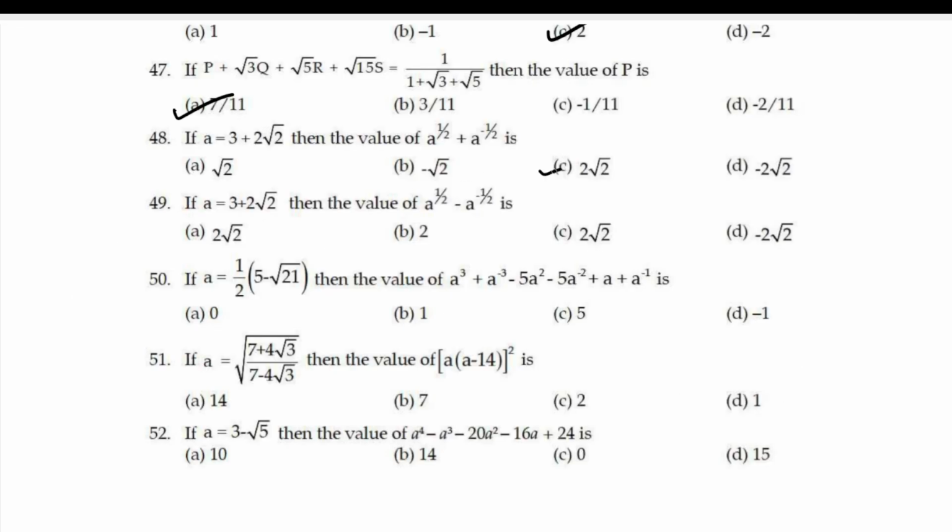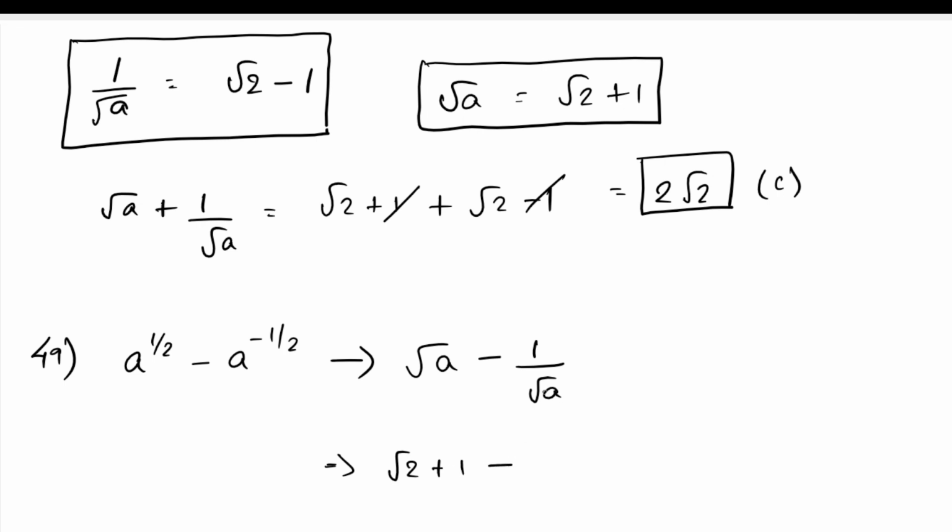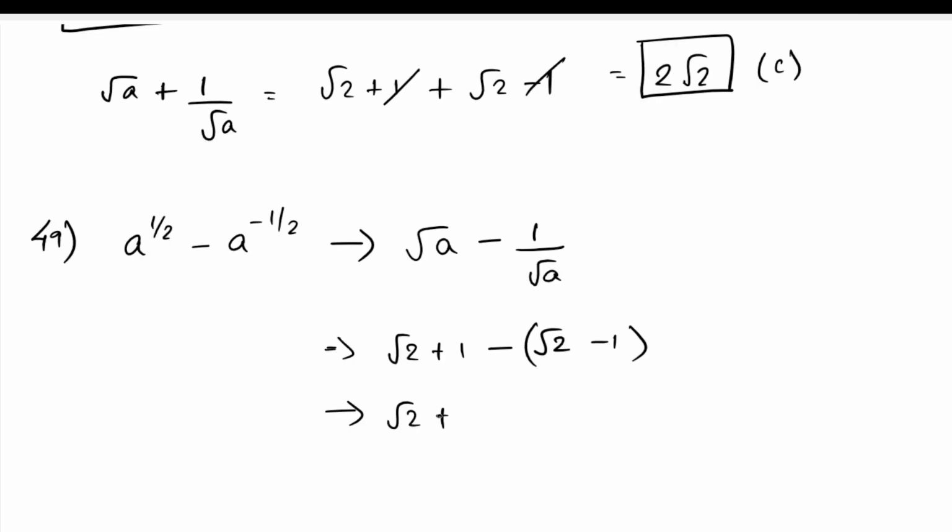48, option C. Now for the 49th one, they are asking us to find A to the power 1 by 2 minus A to the power minus 1 by 2, which can be written as root A minus 1 by root A. So taking the value for root A and 1 by root A from the previous question, since the question is the same. So the value for root A is root 2 plus 1, minus 1 by root A, which is root 2 minus 1.